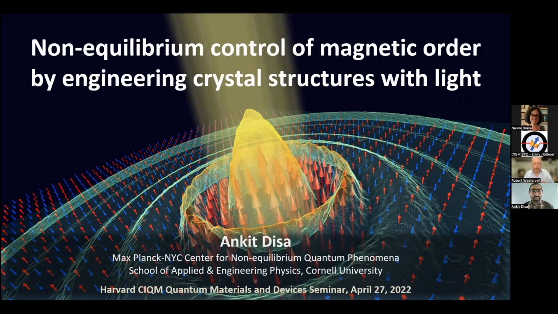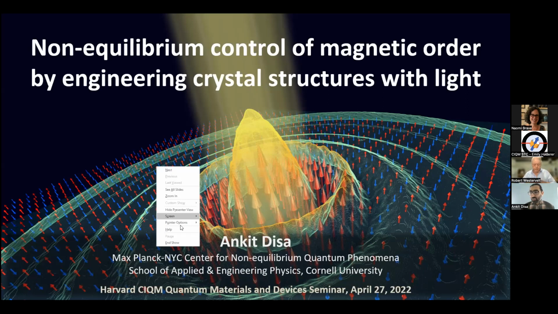My name is Ankit Disa. I actually have been in Hamburg doing a postdoc at the Max Planck Institute for the last several years, and I'm currently at what's called the Max Planck New York City Center for Non-Equilibrium Quantum Phenomena, and I will be joining Cornell, going back to Cornell in July to start a new group.